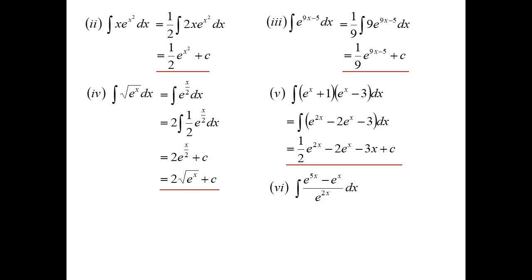Quotient rule, we don't have a quotient rule. So index laws, e to the 3x minus e to the minus x. That's the one we've got to be real careful with the negatives and what have you. But we'd have a third e to the 3x, it'd end up being plus e to the minus x.